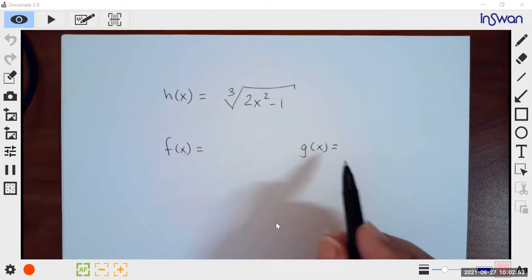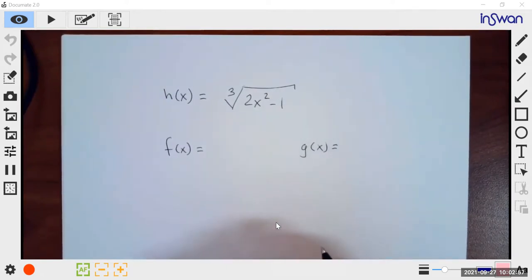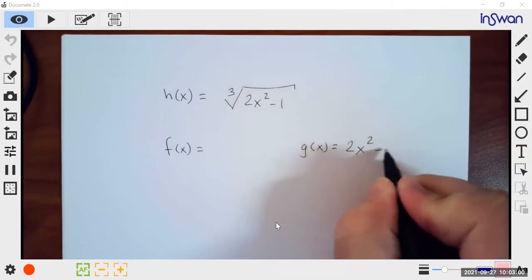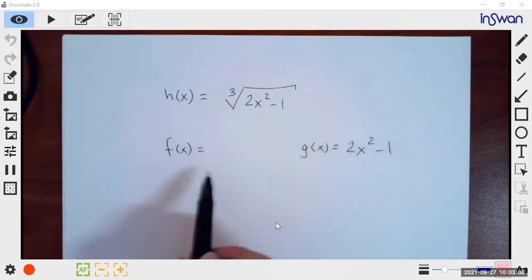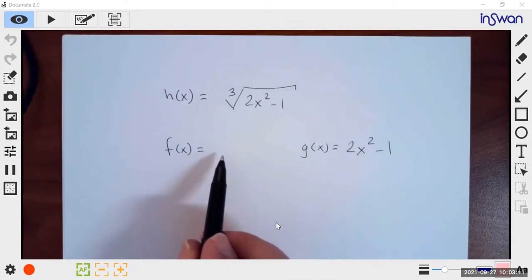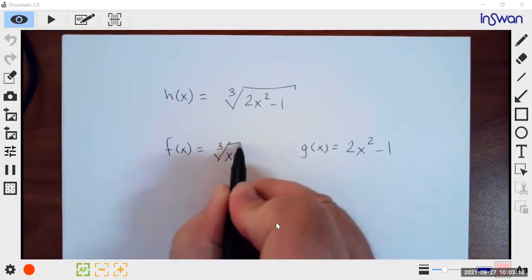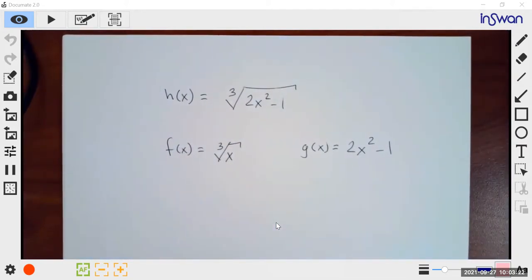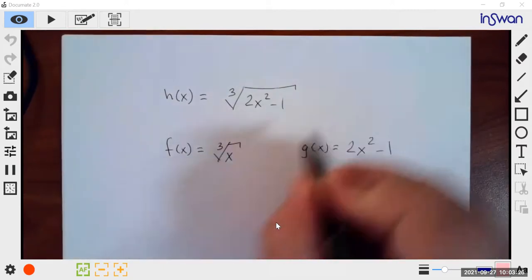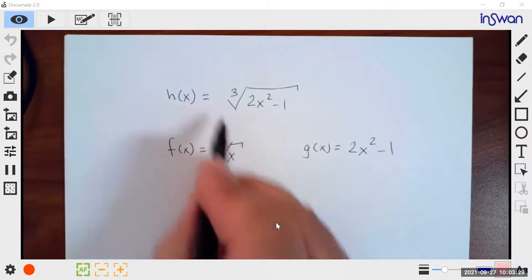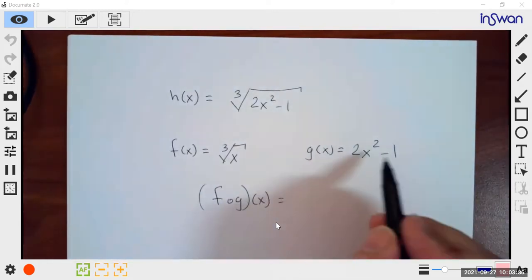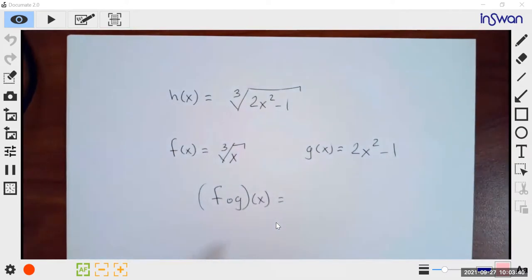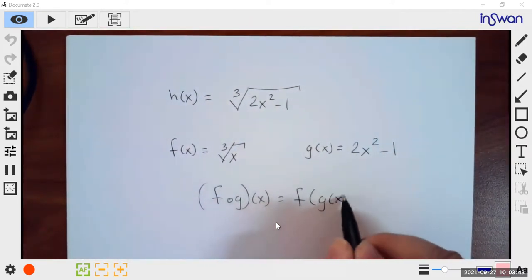Let's make g of x the innermost, the basic function. What's the basic function? It's a quadratic equation. So what is the outer function? X cubed, cube root of x. Because as long as we can figure out a way to combine those, the combination of this one would be f of g, because I'm putting this one inside that one to get that. So it's f of g of x.